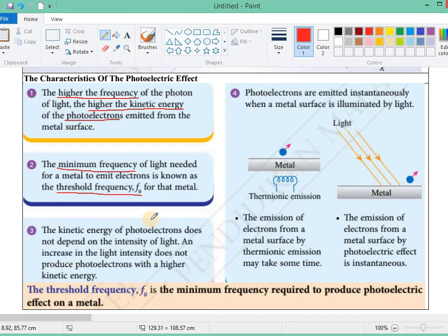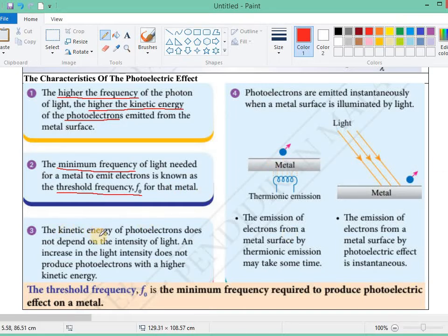That means it is within the range of ultraviolet ray. Okay, I repeat, even the lowest frequency of light that can produce photoelectric effect is actually ultraviolet ray. That means if you shine a normal light, visible light, there is no photoelectric effect.